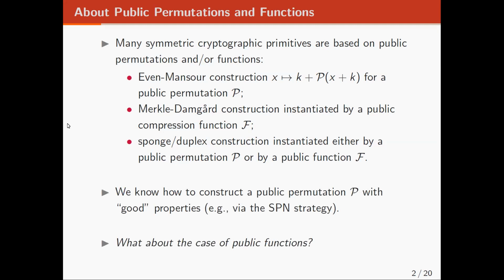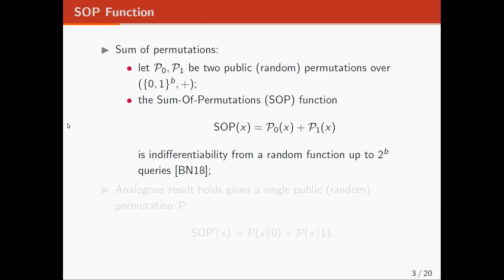Now we know how to construct a public permutation P with good statistical and/or algebraic properties. For example, we can make use of the SPN strategy, and we can choose a good S-box, a good linear layer, and so on. The same is not true for the case of a public function. So in this case, what we do is take a public permutation and turn it into a public function. For example, consider the case in which we have two permutations, P0 and P1, defined over b bits. We can define the sum of permutations as the sum of the two permutations applied to the input X. This function is proved to be indifferentiable from a random function up to a bound on the number of queries.